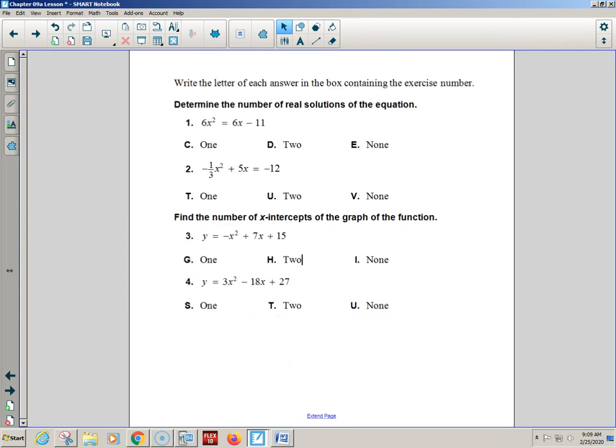I don't want you to shout out your guesses because then someone else might be affected by what you thought. I just want you to hold up. Ready? None, one, or two. Go ahead and hold up for number one. What do you think? Just hold up. Is it none, is it one, or is it two?